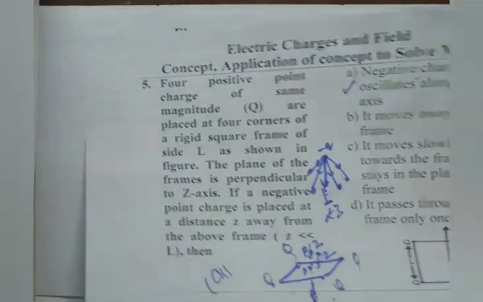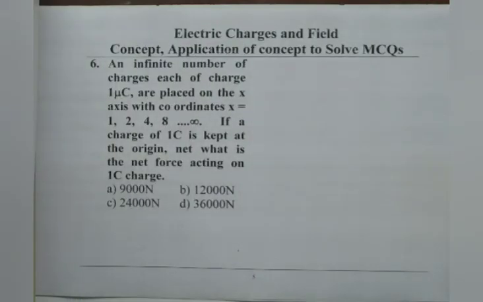Now we think of the next question there. Again, a very special question where we use the principle of superposition along with mathematics. We read it now. An infinite number of charges, each of charge 1 microcoulomb, are placed on the x-axis with coordinates x equals 1, 2, 4, 8 up to infinity.